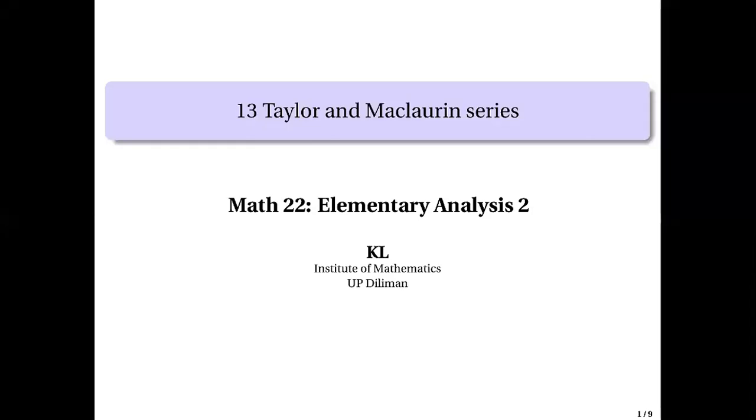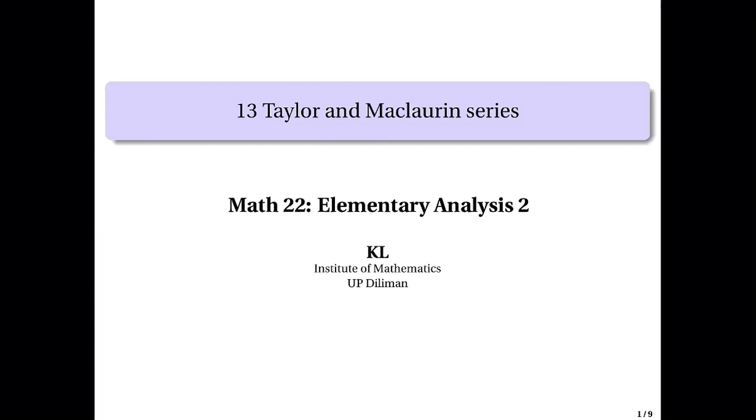So for the discussion today, we'll be doing lecture 13. The title is Taylor and Maclaurin series. Our goal is to find Taylor or Maclaurin series for some elementary functions that we know. And also we will use the concept of approximation using the Taylor polynomial or Maclaurin polynomial in order to approximate values using the functions and their corresponding Taylor or Maclaurin polynomials.